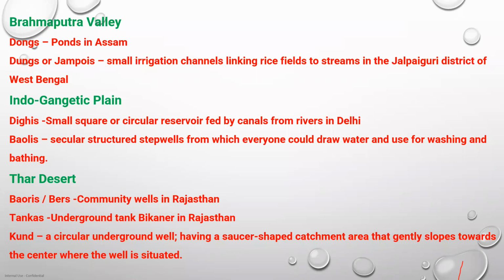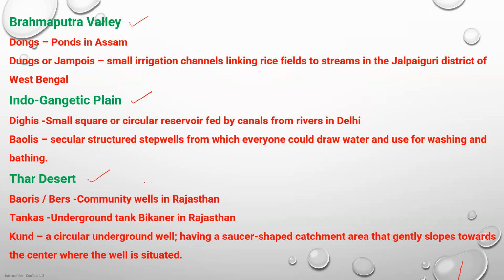See, these are certain regions where rainwater harvesting is very nicely practiced. One is Brahmaputra Valley. Okay. Next is Indo-Gangetic Plain and Thar Desert in Rajasthan. These are some of the places which sometimes experience very less rainfall.